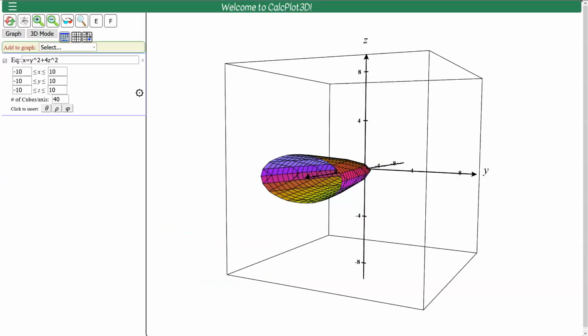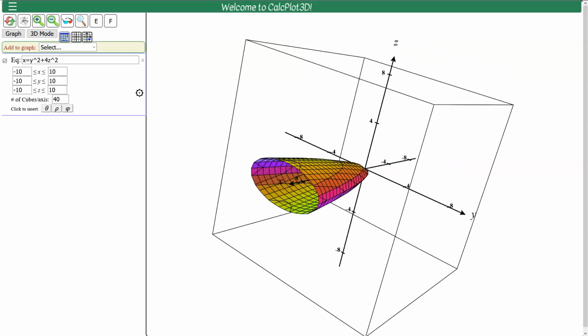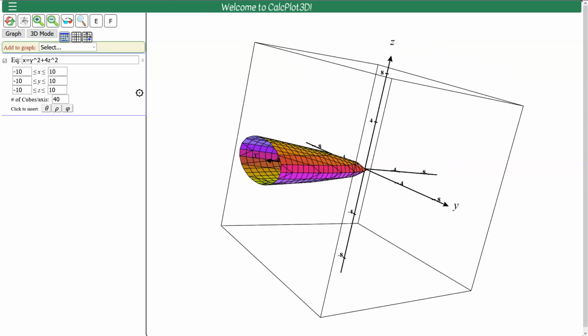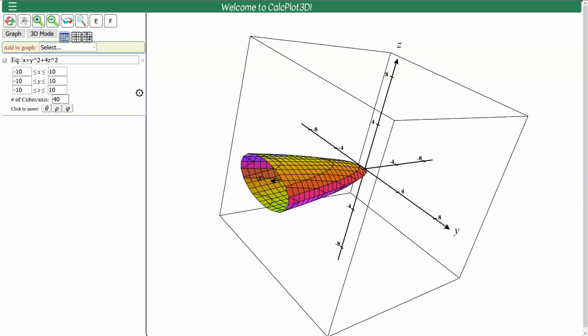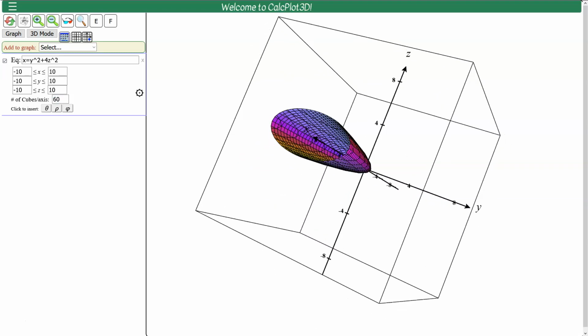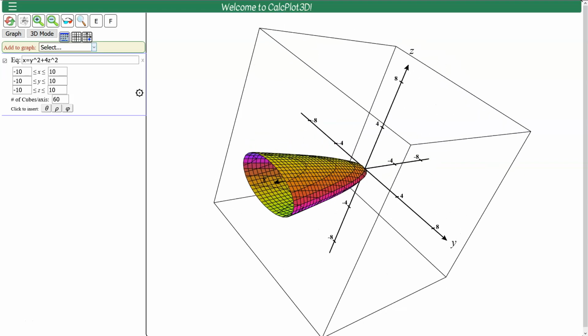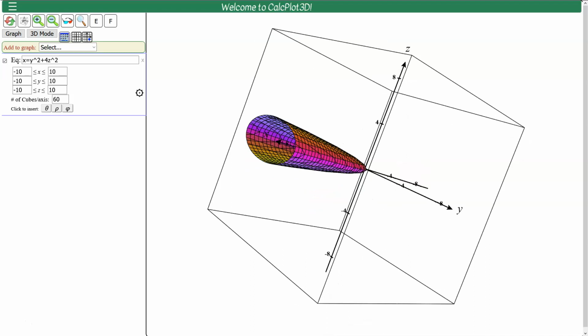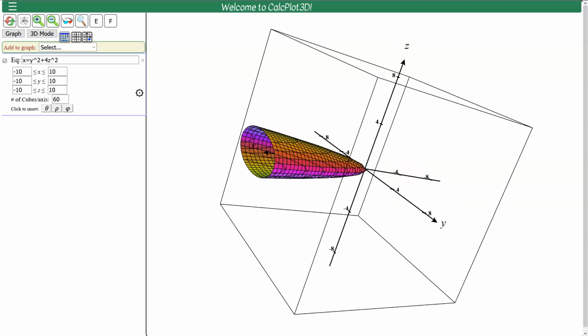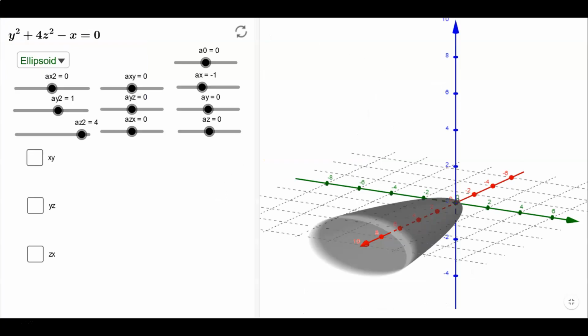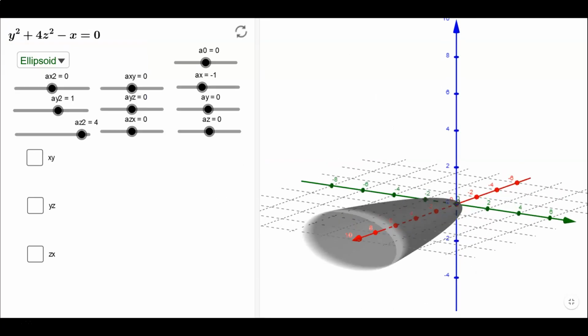All right, there it is. You can see it opening up kind of like that. I could even get some more detail on here. All right, so you get the idea here. It's kind of like the three-dimensional version of a parabola opening up. And there it is.